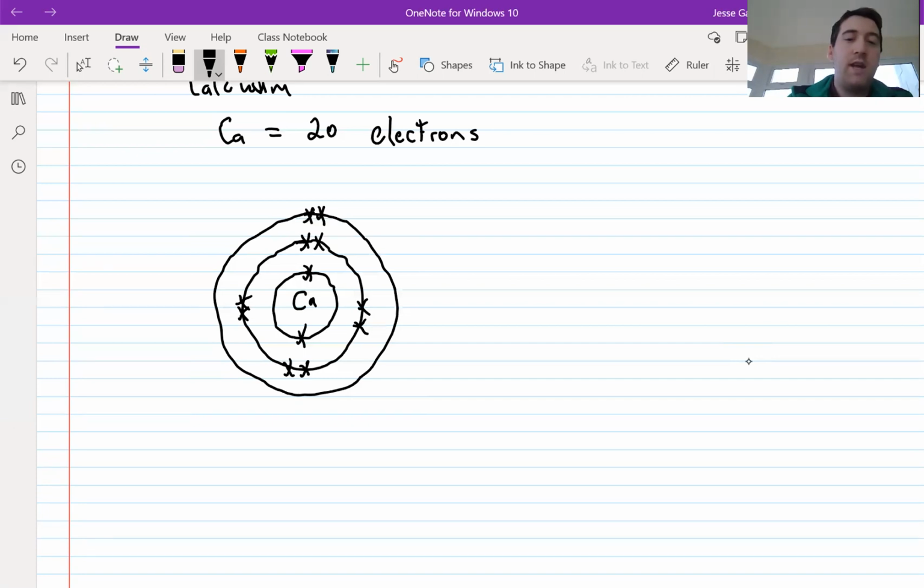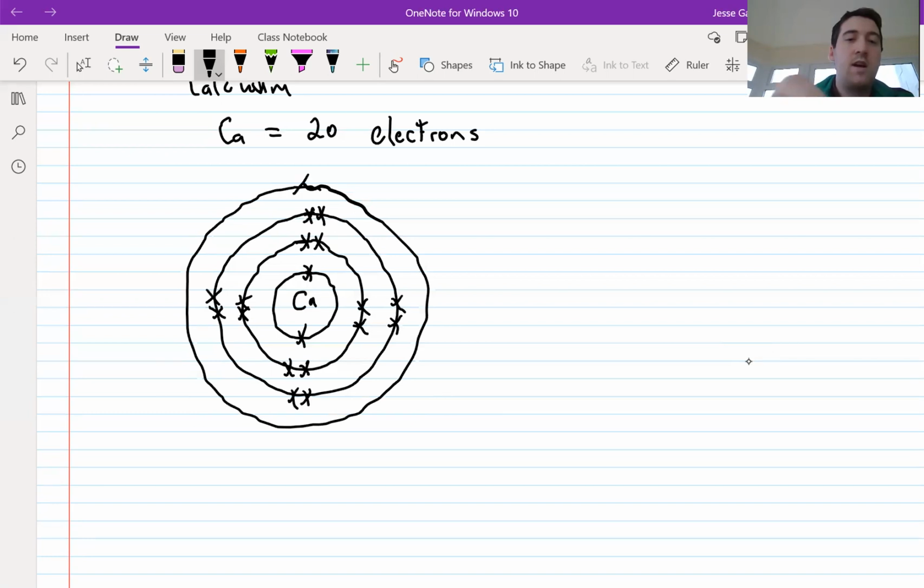So I can put 8 in here like this, draw them in pairs like this, and that gets me to 18. That's not finished yet because I need 20 electrons. So I'm going to draw a fourth shell, and I'm going to put the last 2 out here. So if you drew that, well done, good job.